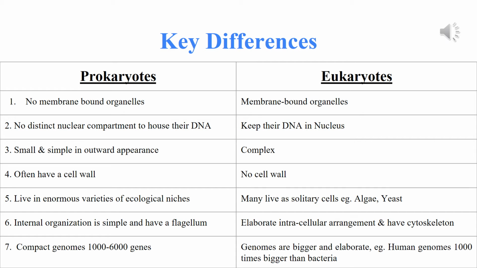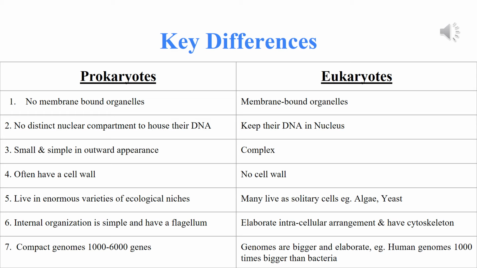They often have a cell wall. Their internal organization is fairly simple and they have a very small, fairly simple outward appearance. They do not have membrane-bound organelles and do not have a distinct nuclear compartment. Their genome size is very compact, ranging from 1000 to 6000 genes.